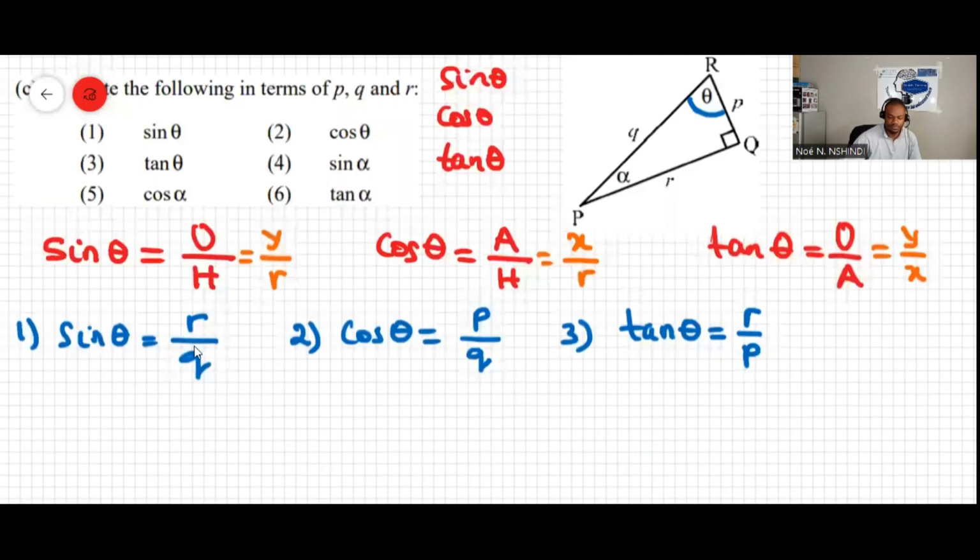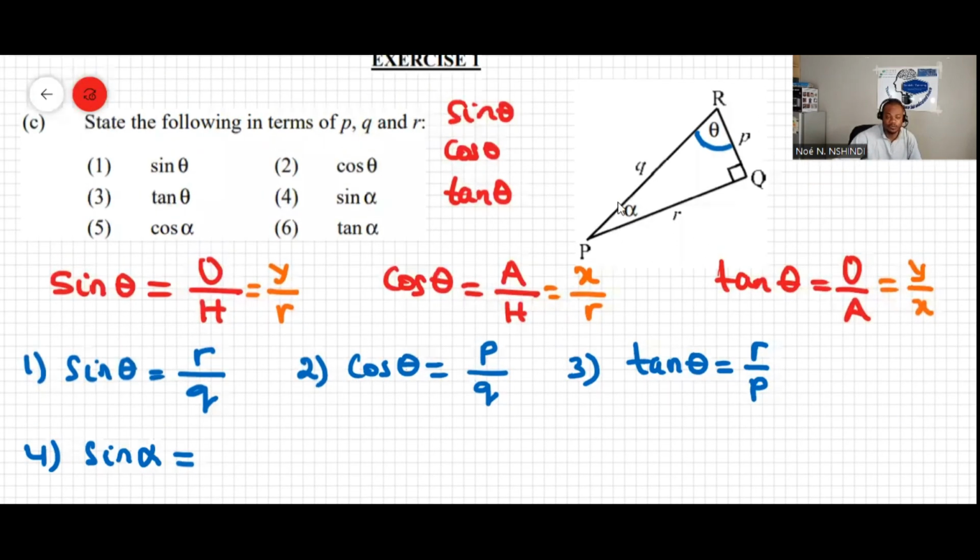Then question 4 says sine of alpha. What is sine of alpha? Alpha is this angle over here. And then opposite alpha, let me show. Angle alpha, opposite alpha is P. So I'm going to say here P over hypotenuse, which is Q. So P over Q.